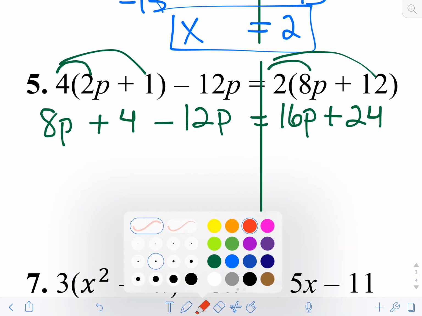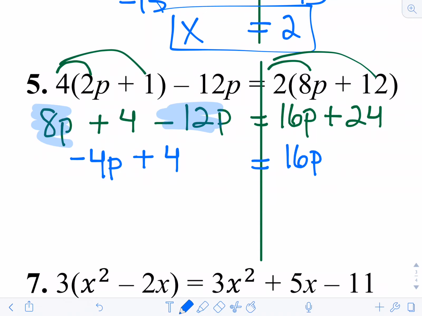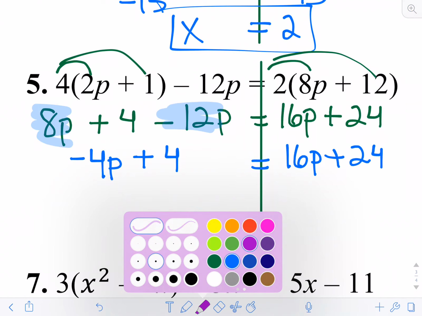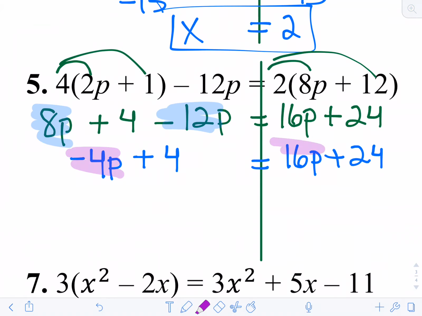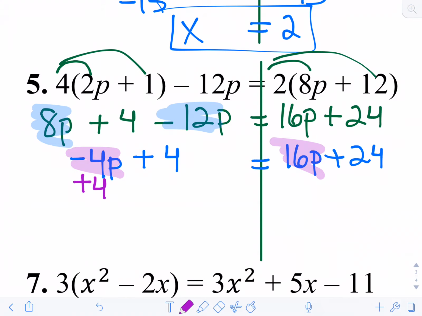And now I'm going to go ahead and combine like terms because I see over here I have an 8p and a negative 12p. So when I combine those, that gives me negative 4p. Then I have a plus 4 is equal to 16p plus 24. Okay, I want to go ahead and get my p's on the same side. And the one that's smaller is at negative 4. So I'm going to add 4p to both sides.